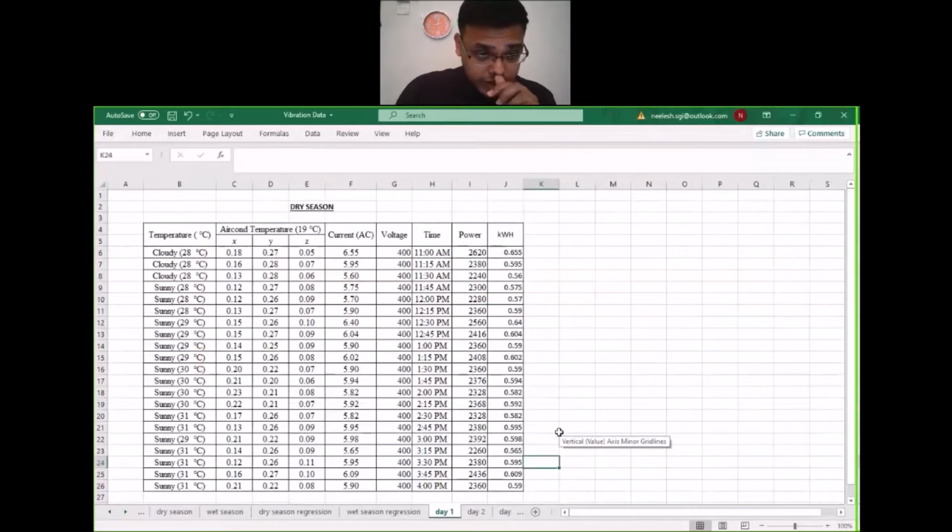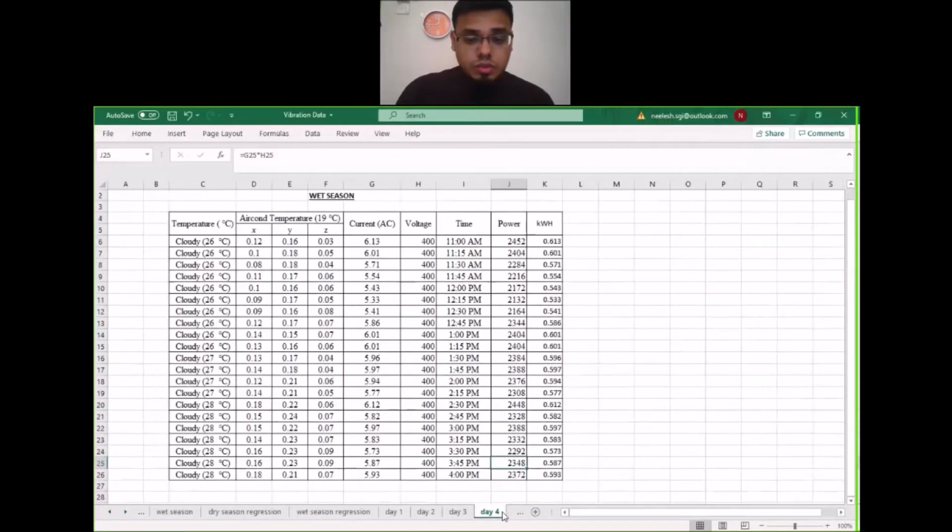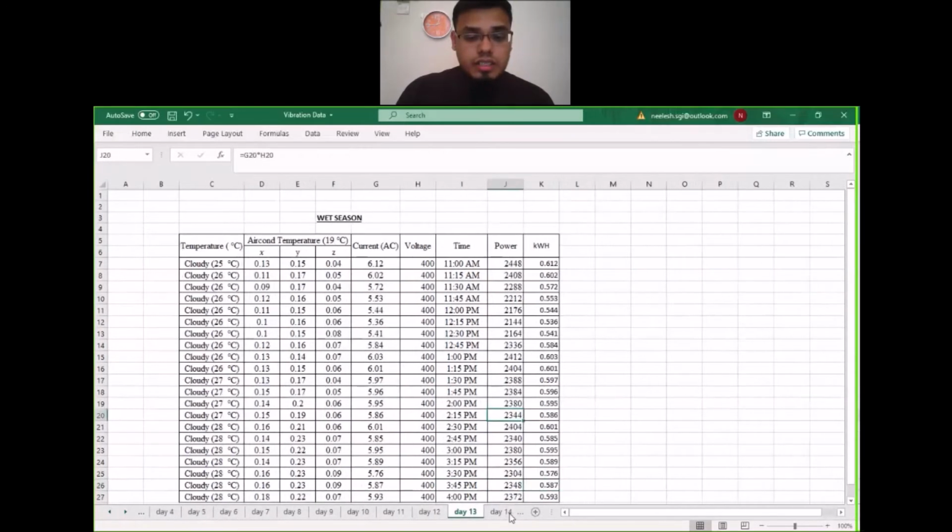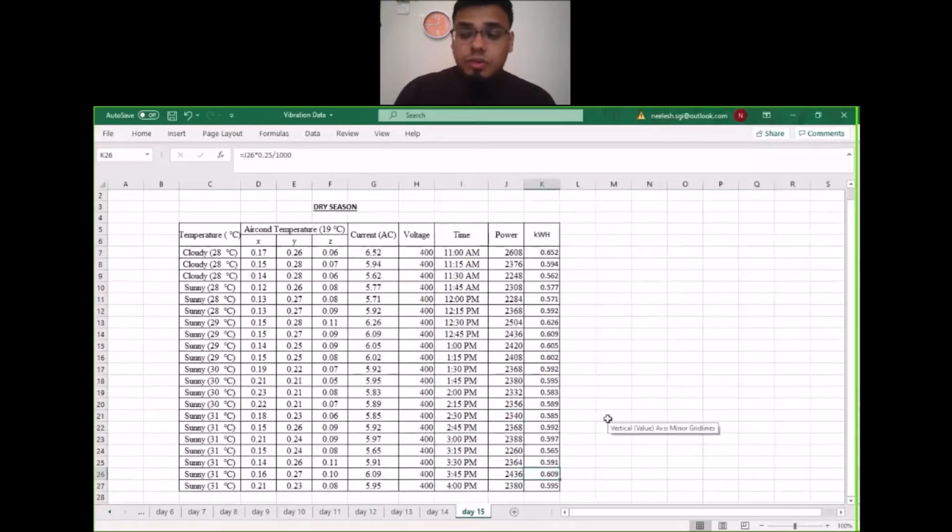I collected all this data starting from 11 a.m. to 4 p.m. For one day I get 21 data points. I got this for around 15 days, because we were planning to take more data, like 1 or 2 months, but then the situation was not good. Last year was COVID, and we couldn't enter the lab and take the readings. So we managed to get 15 days of data.